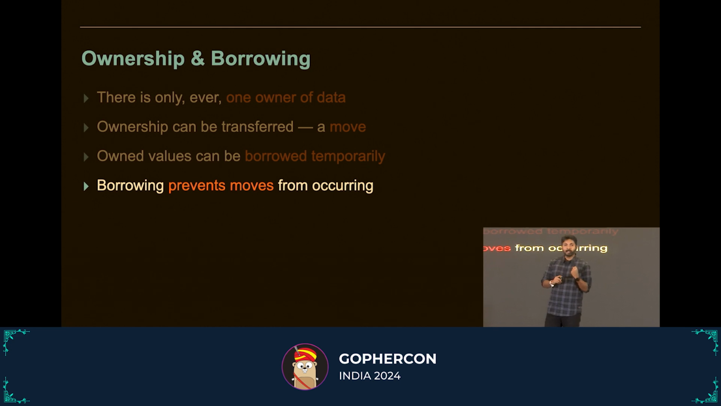When you own a value, you own it. You are the one responsible for dropping the value because there is no garbage collection, and you have the exclusive right to change that value, no one else. But when you borrow it, you only have read access to it. You can run functions on it, but you cannot drop it and you cannot change it.